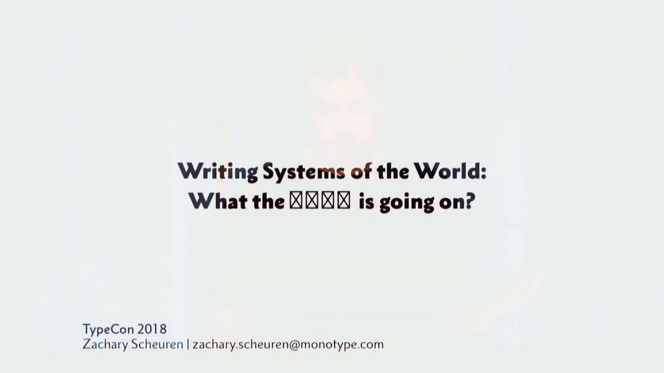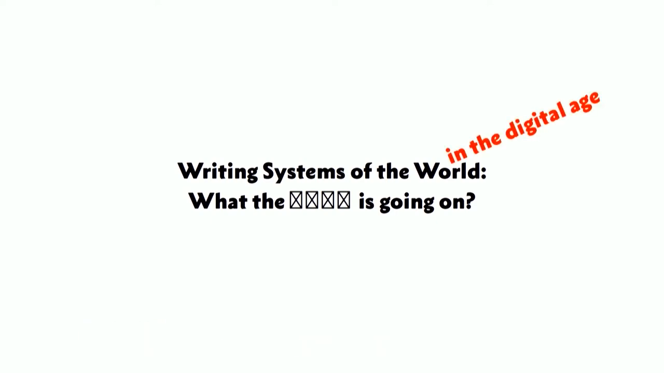So first, writing systems of the world. That's simple enough. This is the world we're talking about, Earth, here we are. But I should specify in this case, in the digital age, because that's what we're really concerned with today, how the writing systems of the world are represented in computing.